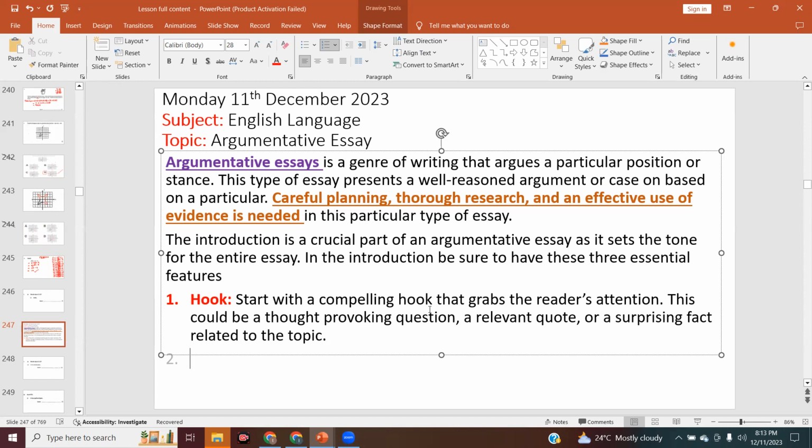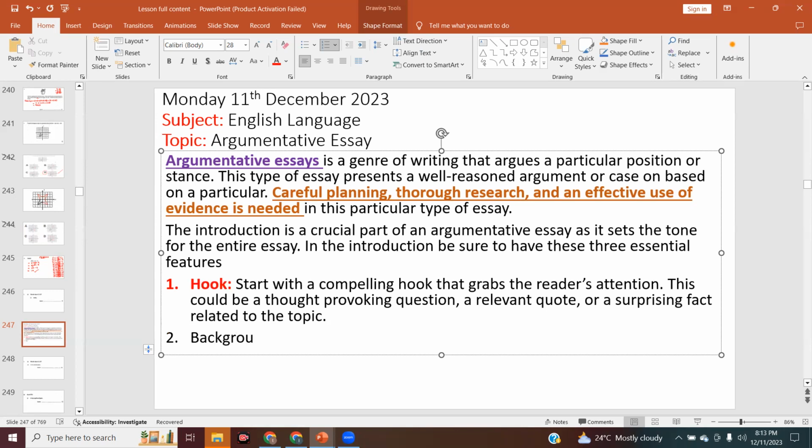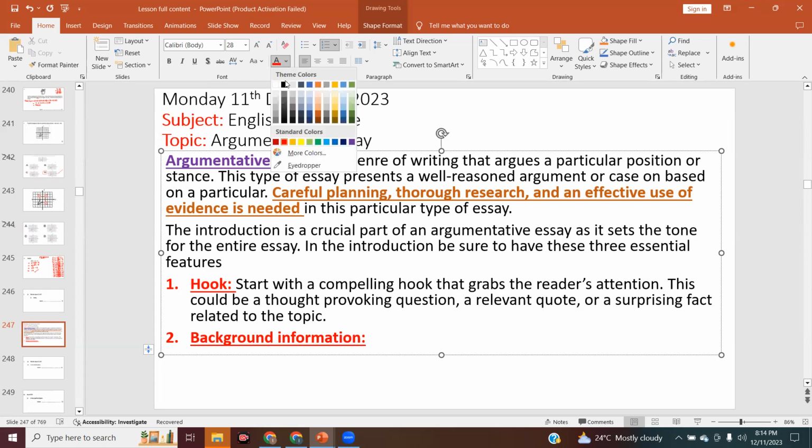The next thing you want is background information. You want to talk a little, not a lot. Just give a little background information on the topic, on the issue at hand. Why is it important? Why should we listen to you? Why does this even make sense? And this is how you write an essay, and especially an argumentative one. So you want to give some background information.